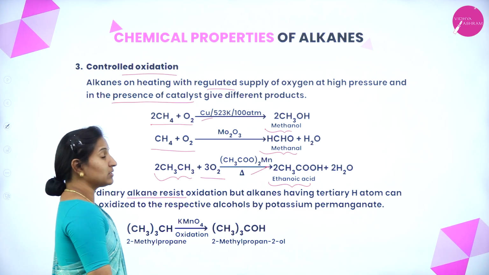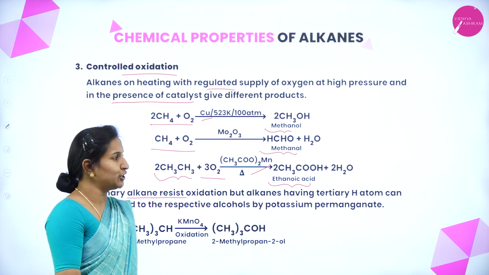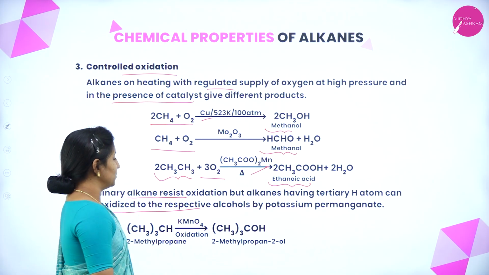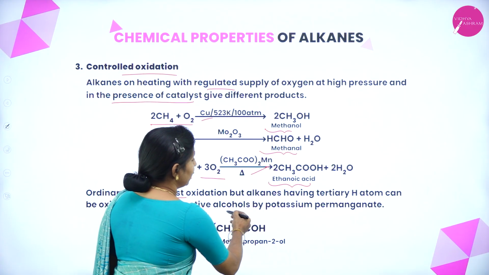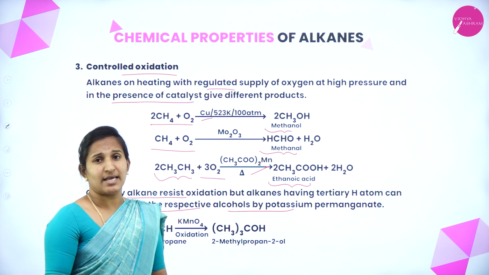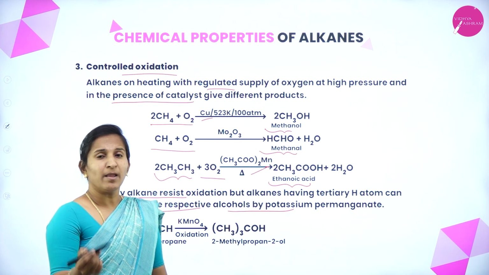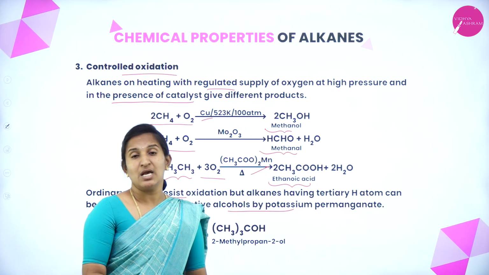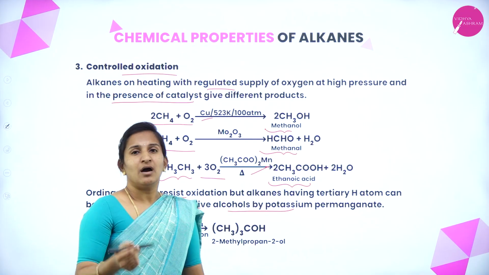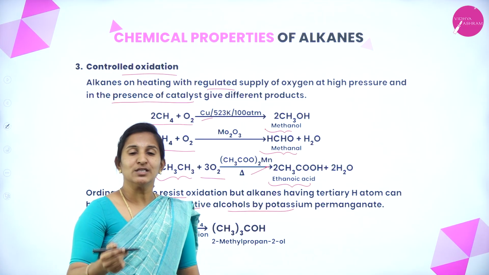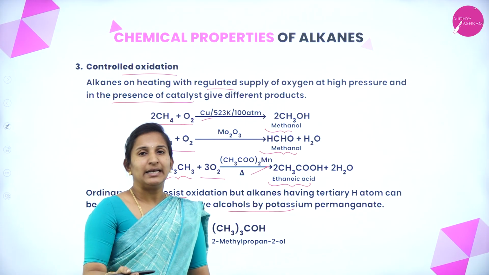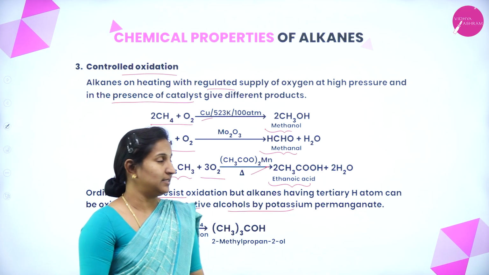Ordinary alkanes resist oxidation, but alkanes having a tertiary hydrogen atom can be oxidized to the respective alcohol by potassium permanganate. Here potassium permanganate acts as a strong oxidizing agent. Oxidation can be done by two methods. One is by passing oxygen in the presence of a catalyst. Another is by using a strong oxidizing agent like potassium permanganate, potassium dichromate or chromic acid.